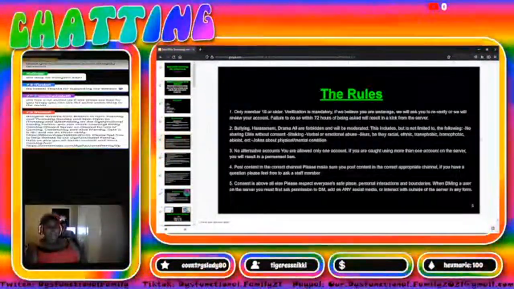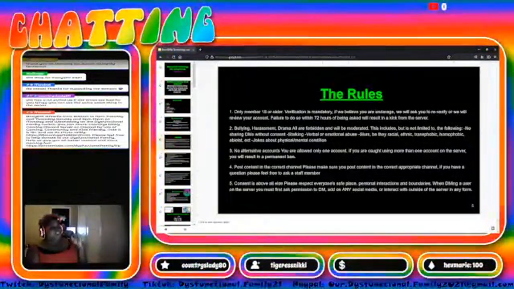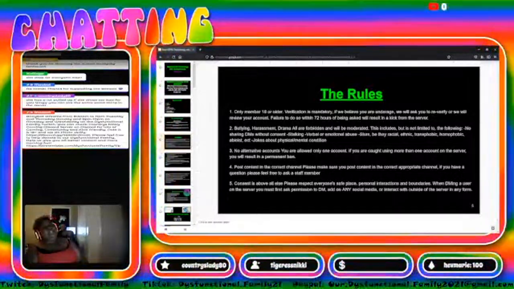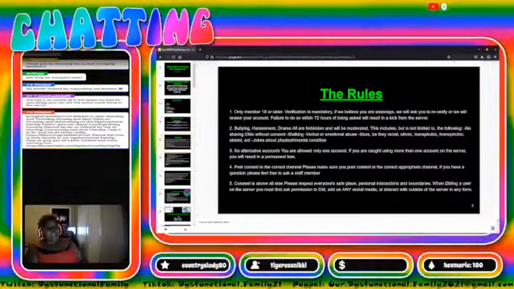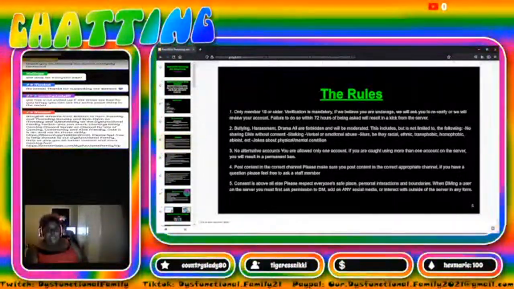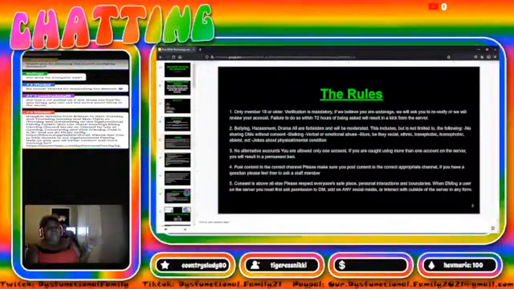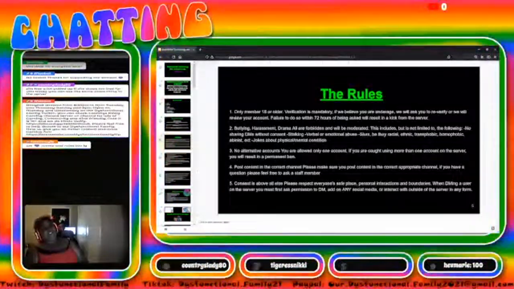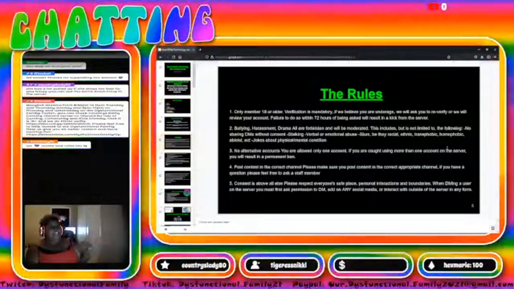So, on the server, we have lots of rooms. My bad. You want to make sure that whatever you're posting goes in the correct room. I'm looking at the coloring room, okay? I'm not going to post a meme in the coloring room. You want to make sure that whatever you're posting is in the right place.